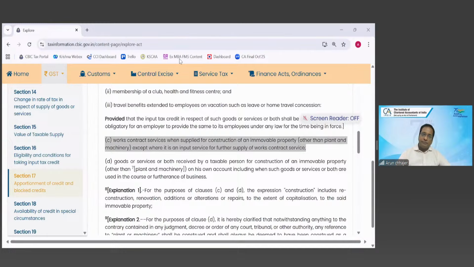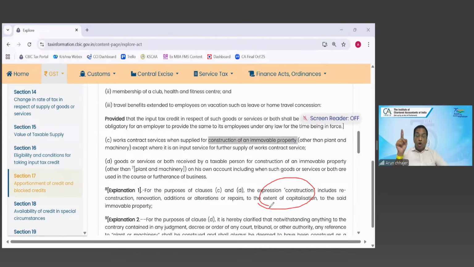मैं सिर्फ बहुत सिंपल क्वेश्चन पूछ रहा हूं कि नॉर्मली वर्क कॉन्ट्रैक्ट सर्विस फॉल अंडर द ब्लॉक कैटेगरी इन द 17.5. क्या आप मुझे बता सकते हो किस किस सिचुएशन में आईटीसी वर्क कॉन्ट्रैक्ट का मिल जाएगा एंड इट इज नॉट ब्लॉक्ड? दैट इज माय क्वेश्चन. बहुत बढ़िया नवनीत, बहुत बढ़िया. पहला कि अगर वो कंस्ट्रक्शन ही नहीं है. कंस्ट्रक्शन कब नहीं है? अगर मैं कैपिटलाइज नहीं कर रहा हूं.